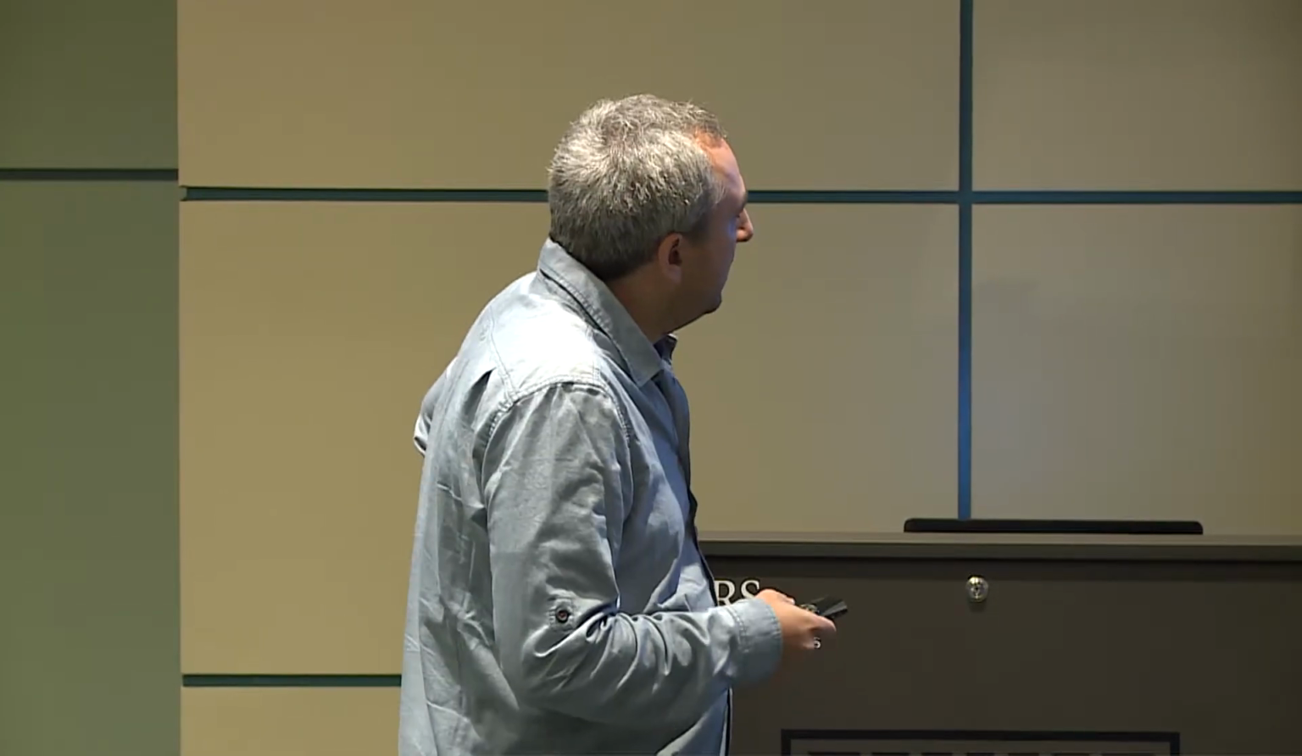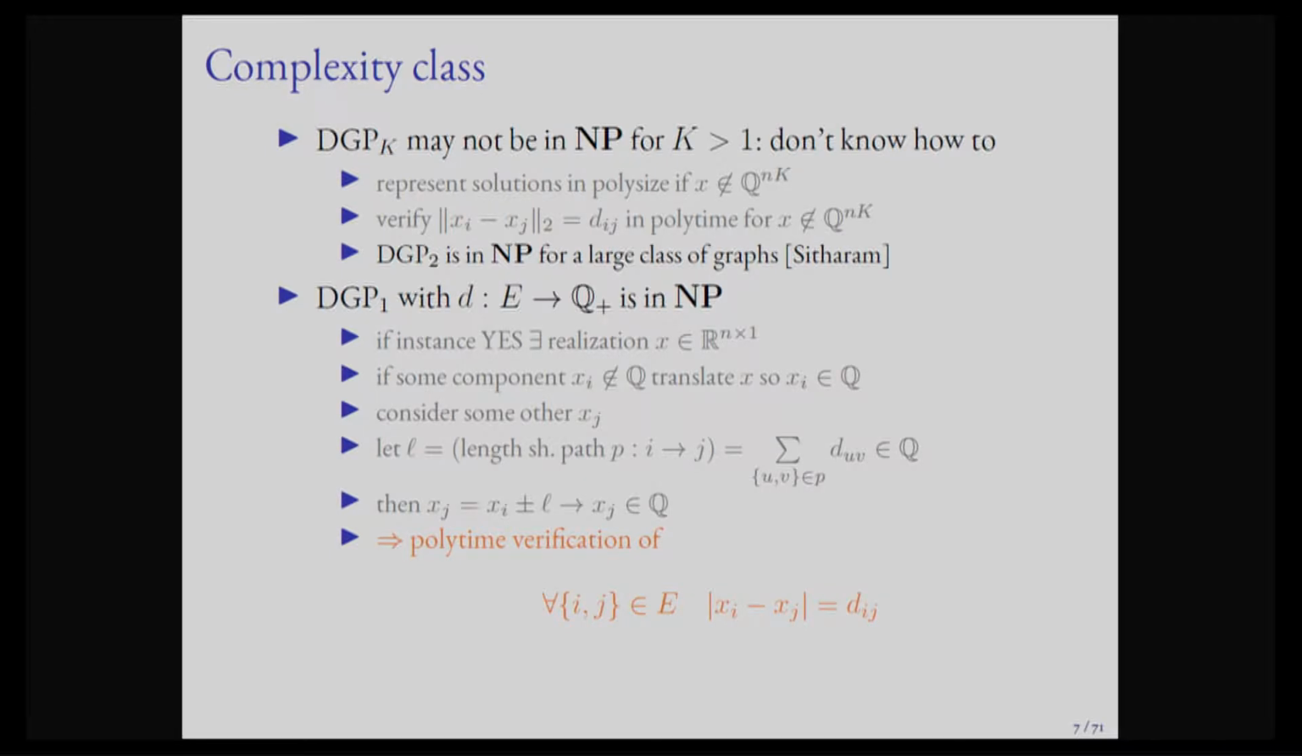So these two classes are important in computer science because they tell you more or less what is doable and what is not doable asymptotically. Now, DGP_K, the distance geometry problem with this index K, is the distance geometry problem where K is being kept fixed. K is usually fixed in application. It's usually 2 or 3, the plane or the space.